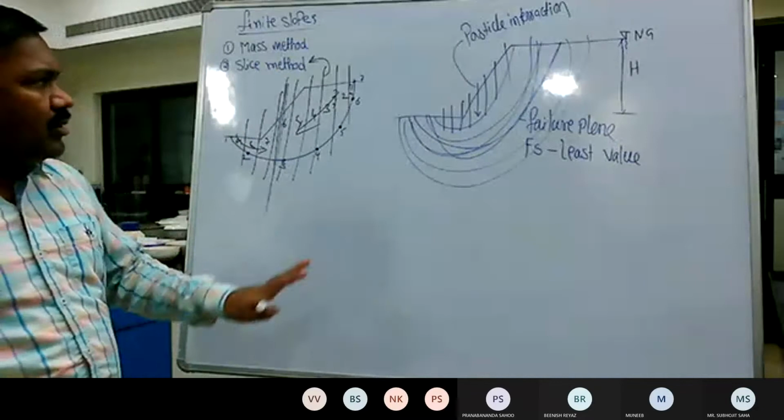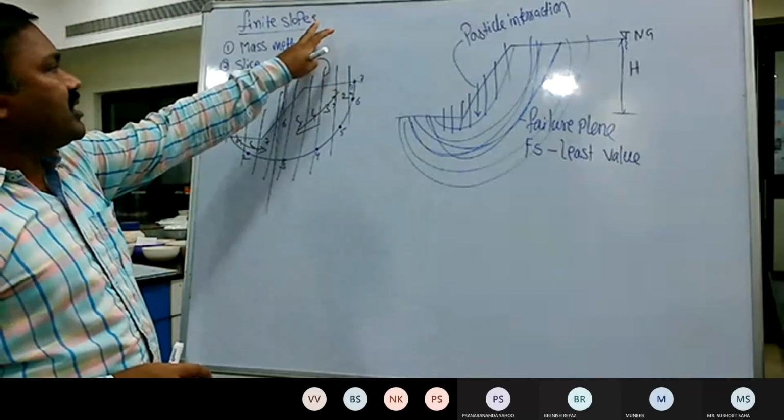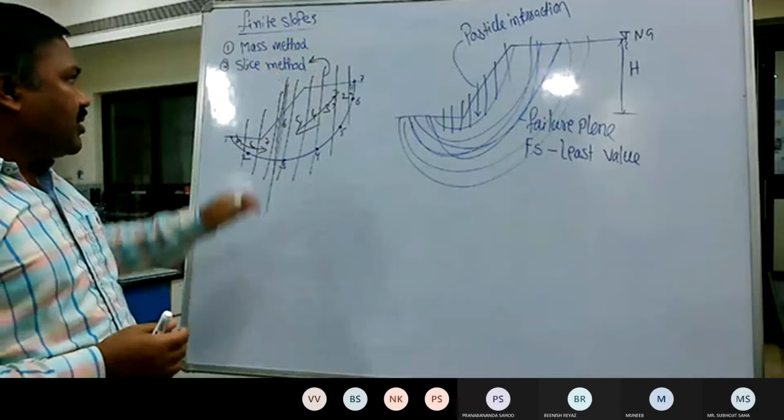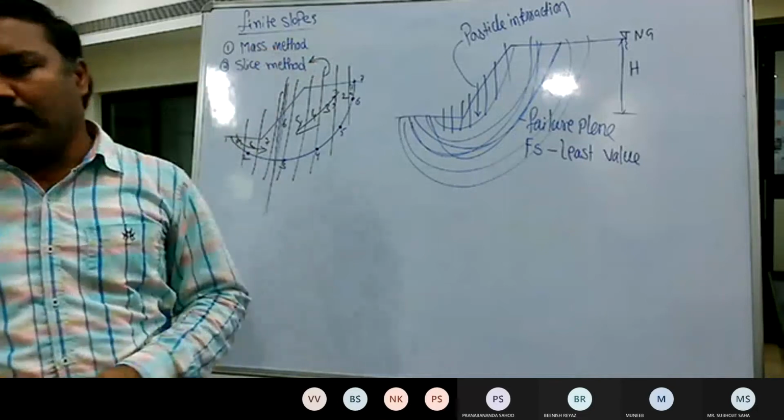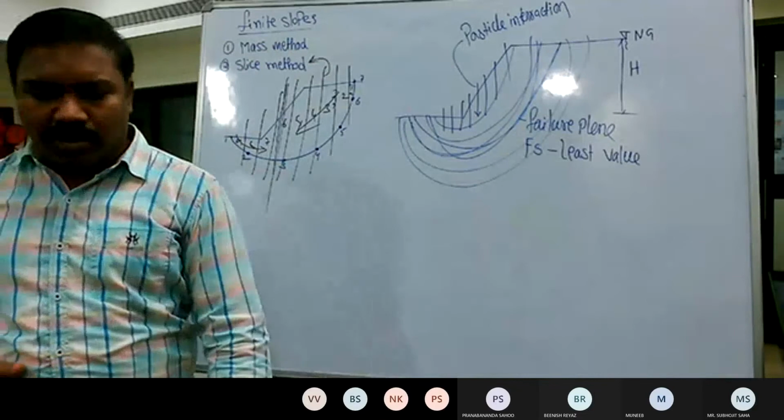So the time is over. This is the simple funda about how the mass methods evolved and how the method of slices superseded them. We'll discuss all these things in tomorrow's class.